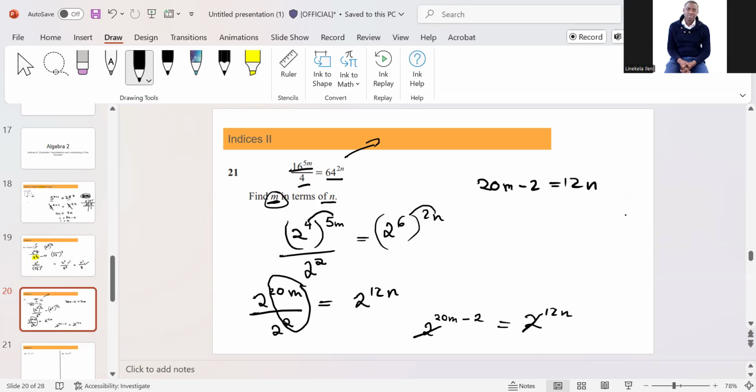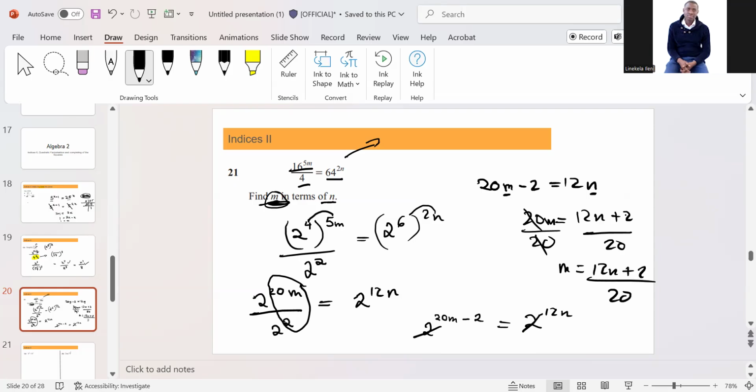They said we must write m in terms of n. Now, I did check the memorandum, but let's see what we can do here. For us to make m the subject of the formula here, we need to get rid of the 2, so we add 2 on both sides. They said let's find m in terms of n, and then we can just literally divide both sides by 20. And that's it. That's literally our final answer.